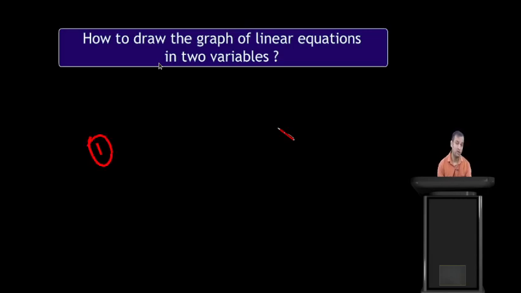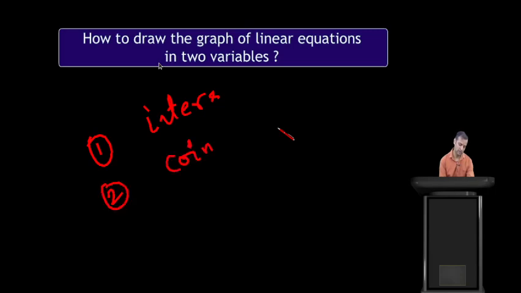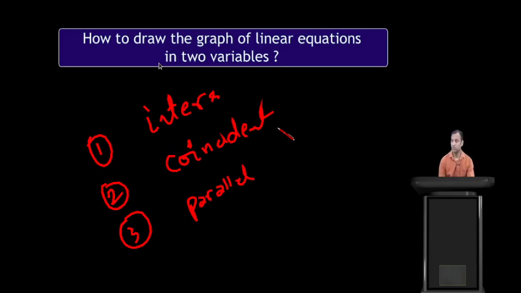First one, the graph of the linear equations is intersecting. If the lines are intersecting, then there is only one solution. Second one, if they are coincident. And third one is they are parallel. So these three conditions were there. The first two are called consistent, and the last one is called inconsistent.